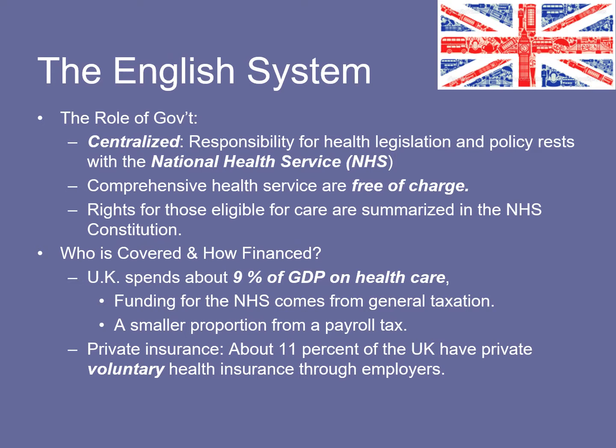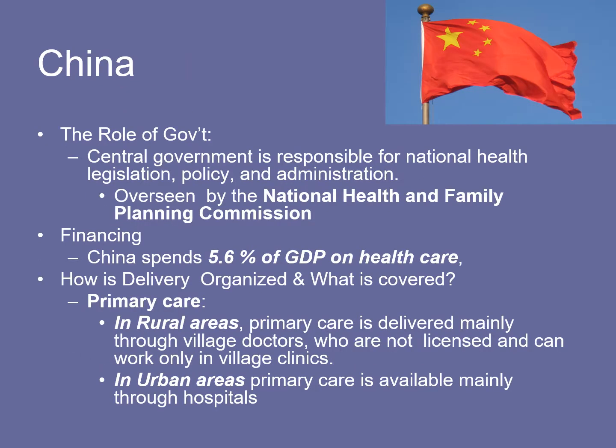The English system is similar to the Canadian system in that health services are provided free of charge to all citizens and legal residents. However, unlike Canada, the English system is much more centralized. Healthcare is financed and regulated by an agency known as the National Health Service. Regarding expenses, the UK spends about 9% of their gross domestic product on healthcare. Again, much less than we do and just slightly below what Canada spends. Funding comes from general taxation, and about 11% of the population have voluntary private health insurance to supplement what's provided through the government.